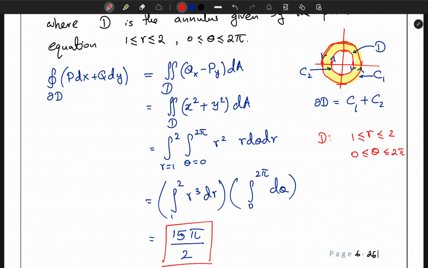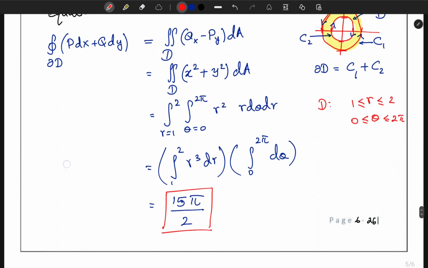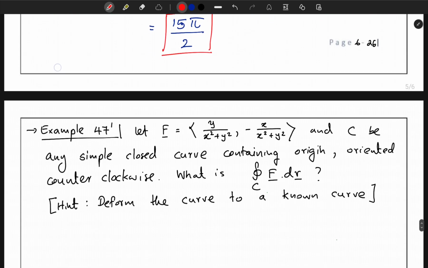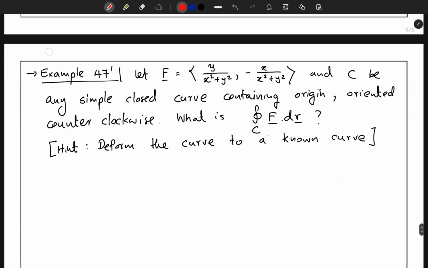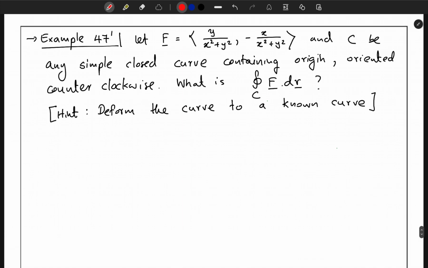Okay, so the last example for the day is example 40. This is a modification of example 47, so I use example 47 prime. It says let F be given by this vector and C be any simple closed curve containing the origin oriented counterclockwise. What is the circulation?